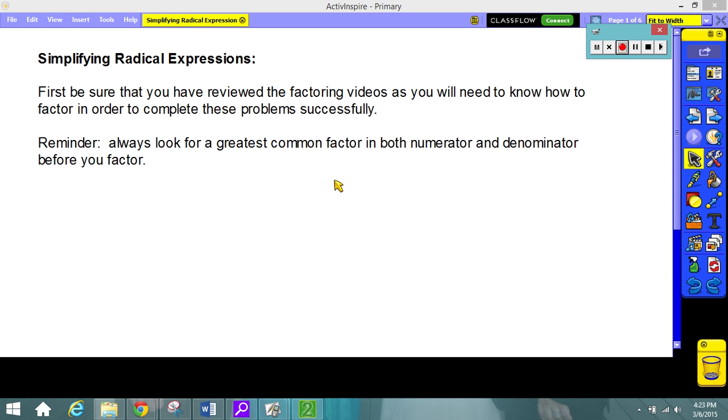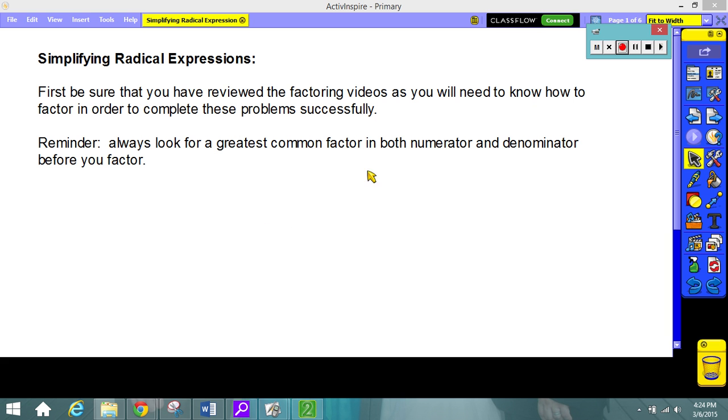First, be sure that you reviewed the factoring videos, as you'll need to know how to factor in order to complete these problems successfully. Make sure that you know how to factor not only polynomials with 3 terms, but also when you have 2 terms: is it a difference of squares problem, or could it be a cubes problem, and that would be the sum or difference of cubes that would be factored.